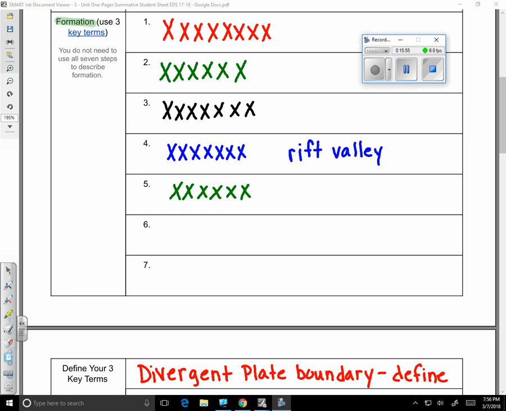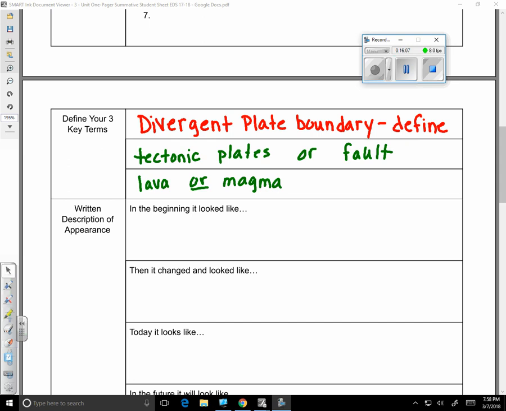If you need more time, please pause this recording so you can write down information. So for the key terms, there's lots of different words that you can use. You can use tectonic plates or fault, or you could use lava or magma. Any of those words would be appropriate. You just need to write in your own words what those words mean. Write it in a sentence so it makes sense. Please pause this recording if you need more time.